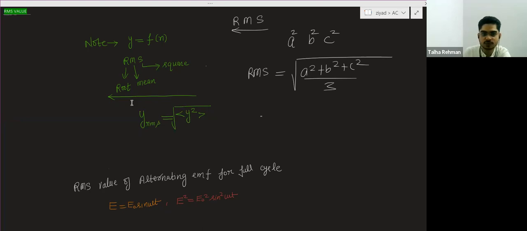Suppose, for example, this is my function y equals f(x). This is any function y equals f(x). I want to find the root mean square. So first I will do the square of y. Then I will take the mean of y. Then I will take the root of y. So this will be y RMS.